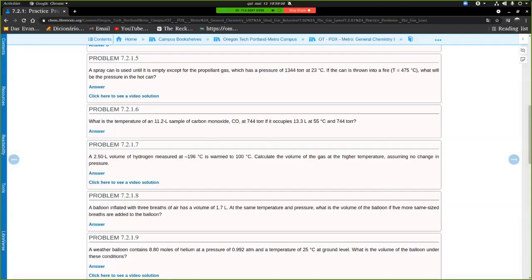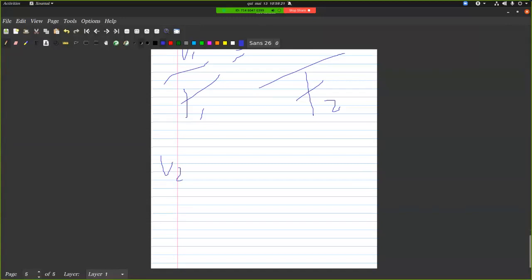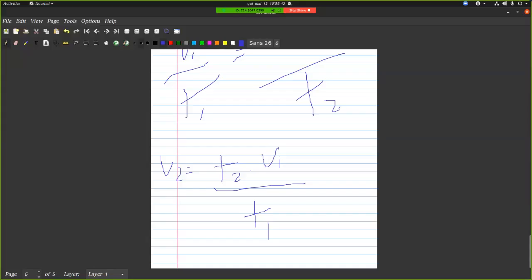Okay, the pressure, the volume. I want to know the volume 2. Okay, so I want to know the volume 2. Okay, volume 2 is equal to T2 times initial volume divided by T1. What is the second? It's 100 degrees. If we add 273, we get 373.